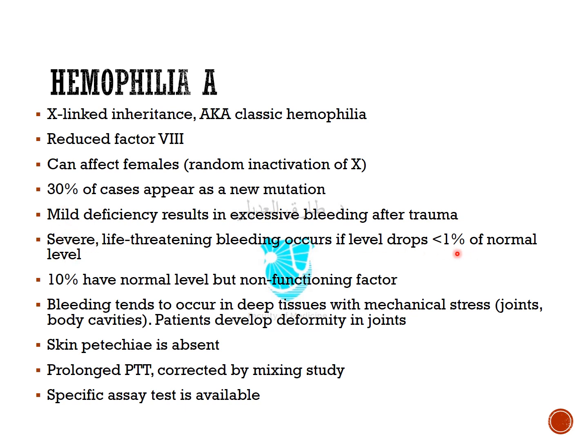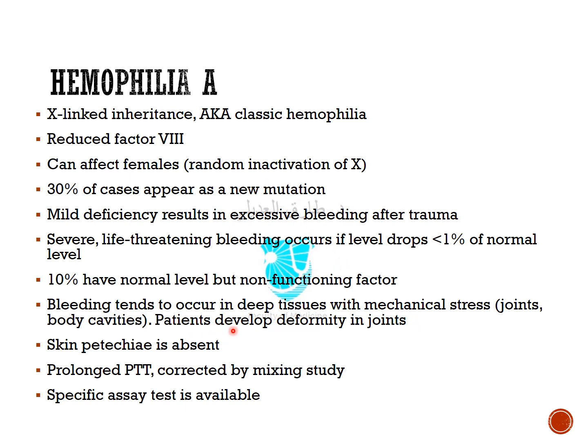Now some patients have very severe bleeding. In those, the level of factor 8 is below 1% of the normal one. These patients might have life-threatening bleeding and they can die secondary to severe hemorrhage. In 10% of the patients, they have the normal level, but the function is not normal. They have a non-functioning factor. The characteristic of hemophilia, which is the deficiency of clotting factors, not platelets, is that the bleeds tend to occur in deep tissues, like in the soft tissues, muscles, or in the body cavities, especially in areas with mechanical stress. Most common is in the joints or other body cavities. So this bleeding is more problematic to the patient than the platelet-related one.